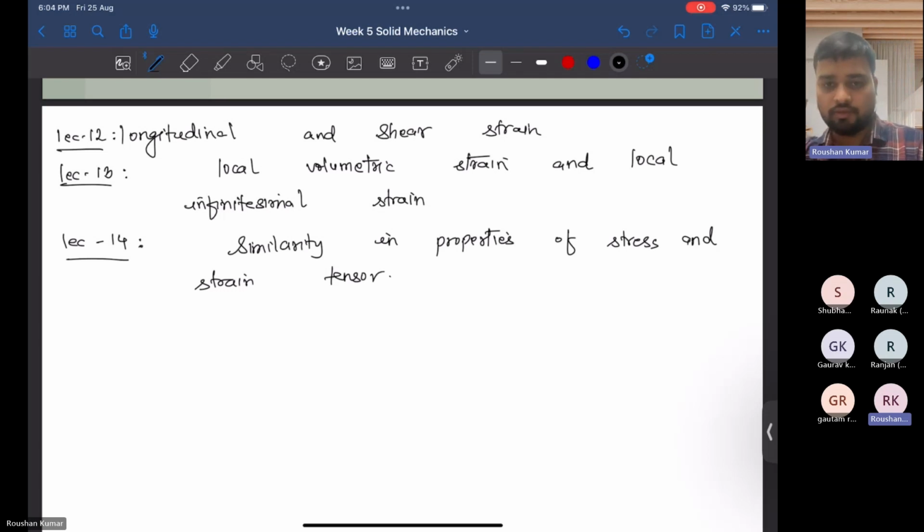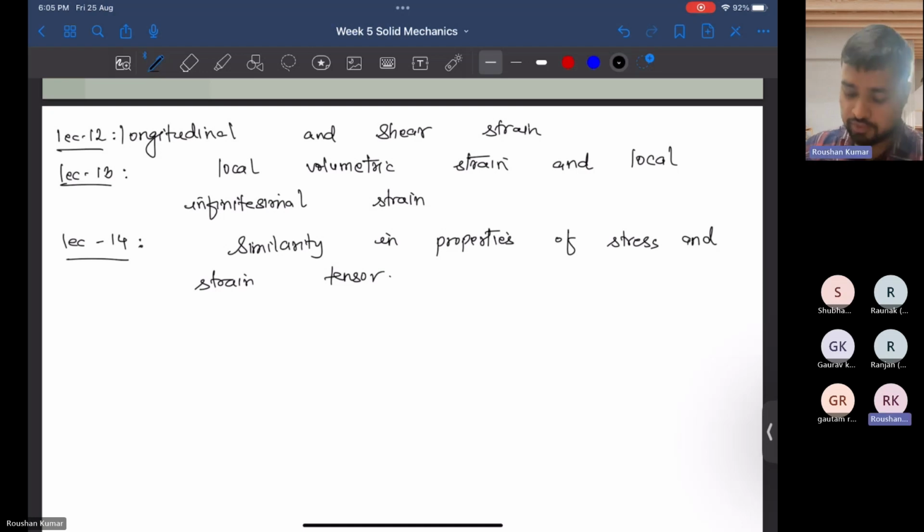First of all, I will briefly give the overview of these three lectures, and later in this session, I will solve some problems based on the concepts covered under these lectures. So let's start. The first lecture, lecture number 12, is based on longitudinal and shear strain. I have not derived the whole formula here; you can go through the lecture if you want to see the detailed derivation. I simply write the formula here so that it will be useful to understand when to apply the formulas in the problems.